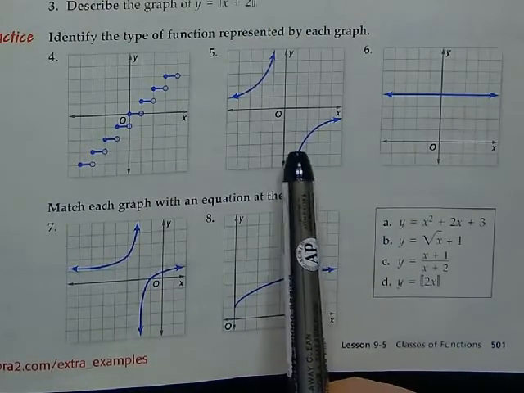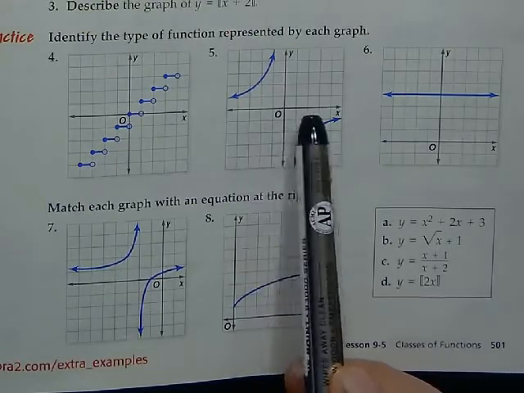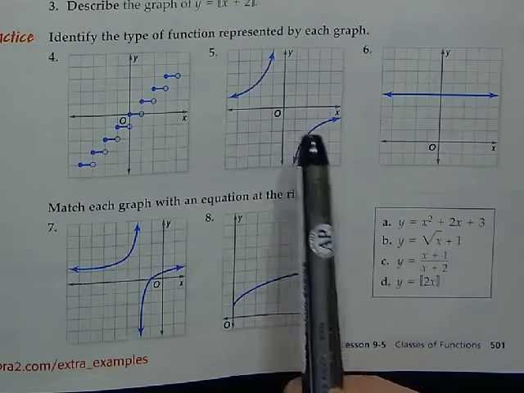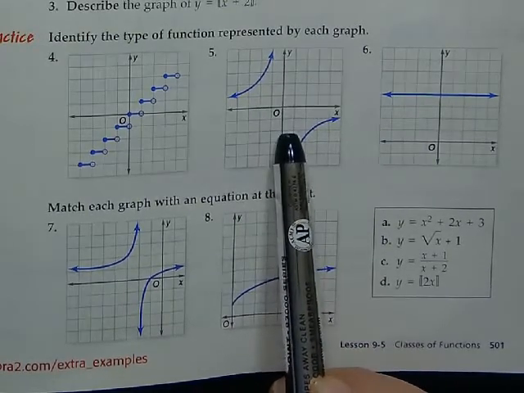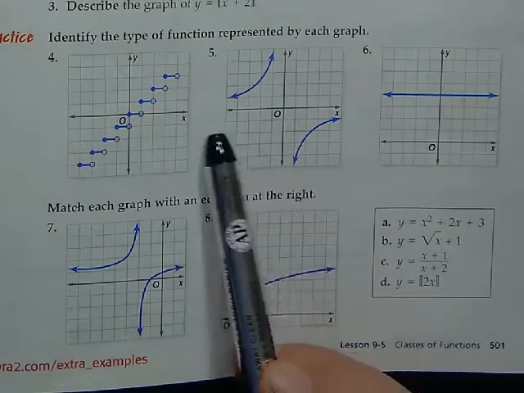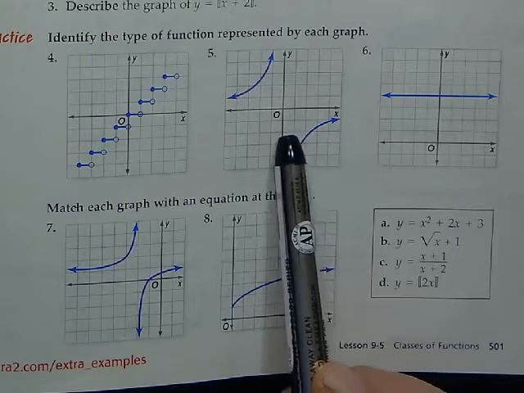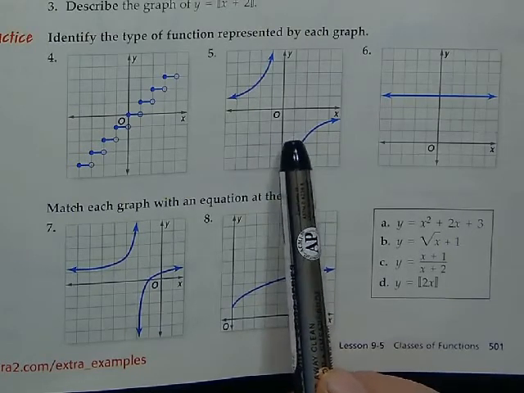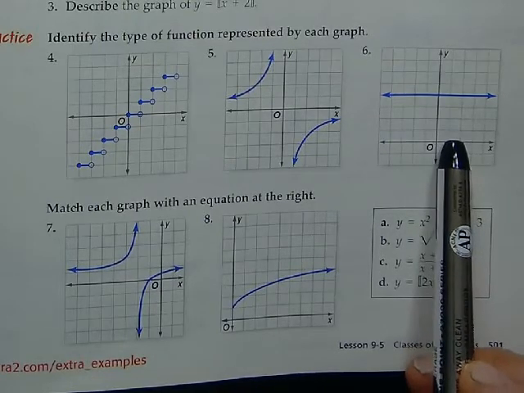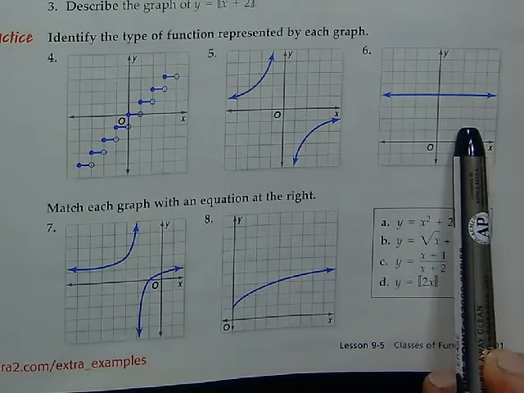This looks like a rational function. In fact, it looks like the x and y axes are both my asymptotes. So yes, it's a rational function, but more specifically, this would be an inverse variation function. You could put both answers down. Probably the latter of the two, an inverse variation, is better. This one, because it's a flat line, is a constant function. So you go through here and name these.